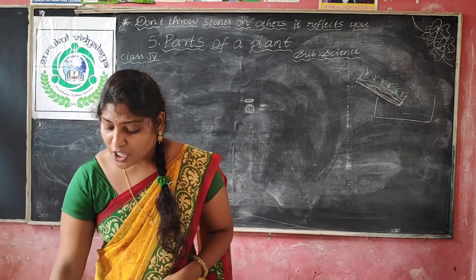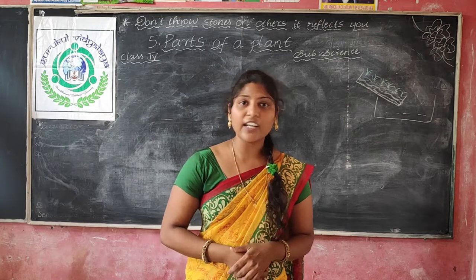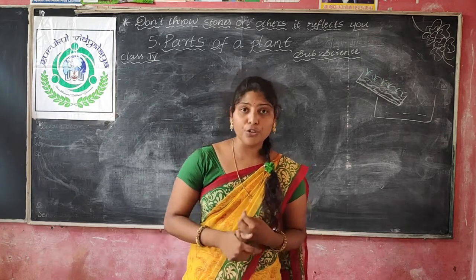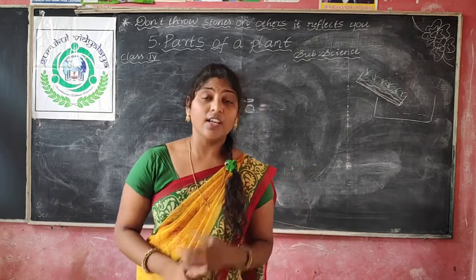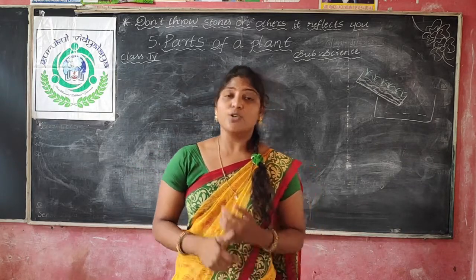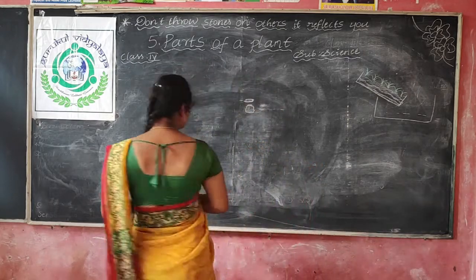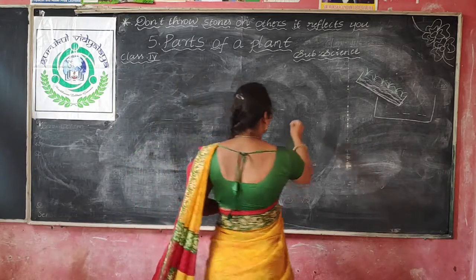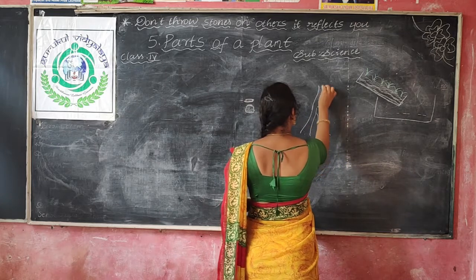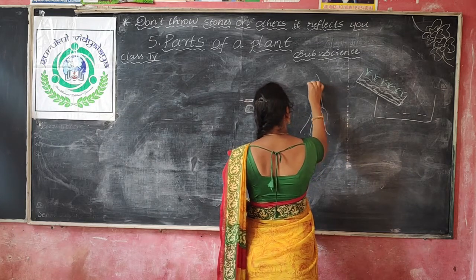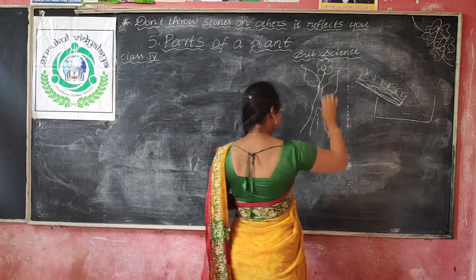And here you can see, you already know what the parts of the plant are. Can you say the parts of the plant along with me? Yes, first the roots, next stem, next branches, next leaves, next flowers, buds. Very good. These are the parts of the plant. So just look at this plant.